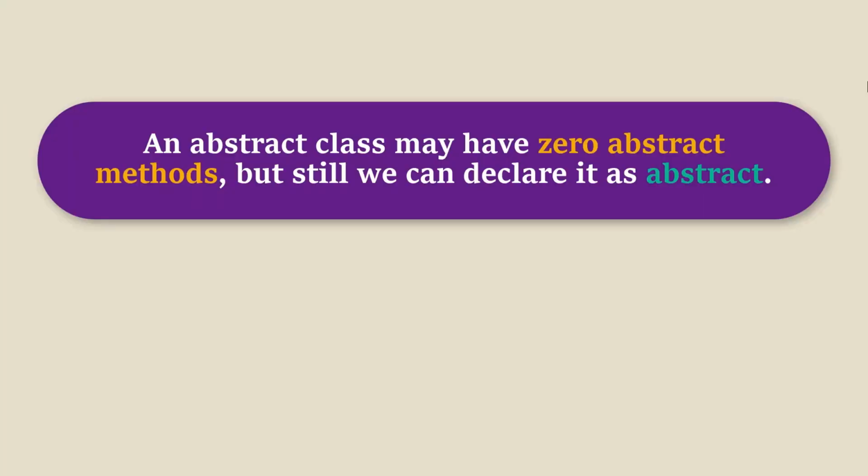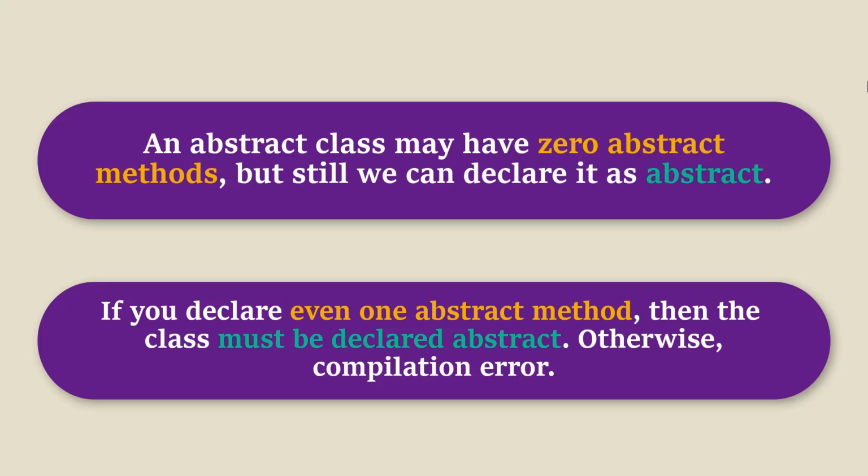So in Java, if a class is abstract, it is possible that it has zero abstract methods. Okay, it is completely valid. But if a class contains a single abstract method, then we need to declare that class as an abstract one.